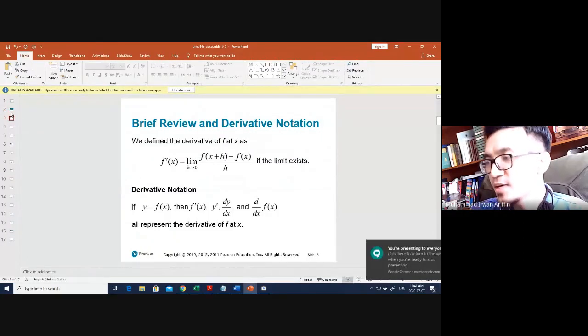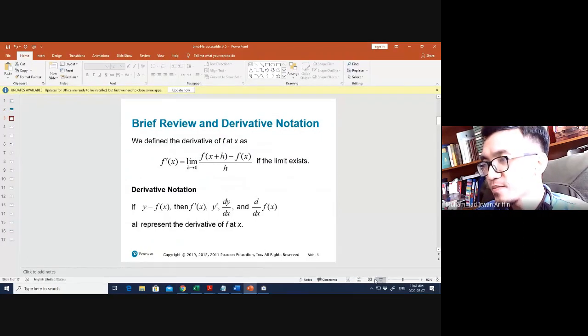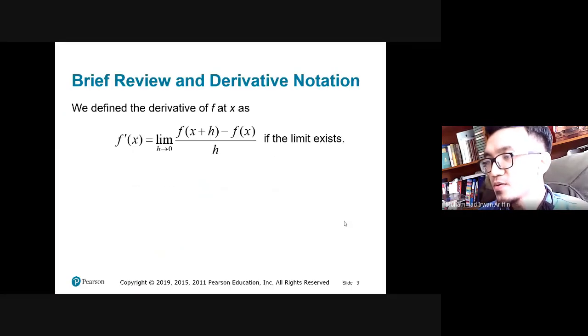Okay, so this is what we have discussed yesterday. The purpose of this section is basically to introduce some formulas. These formulas are basically shortcuts to save you time when you want to find the derivative. We're going to start with a brief review of the concept of derivative. This is how we define derivative.